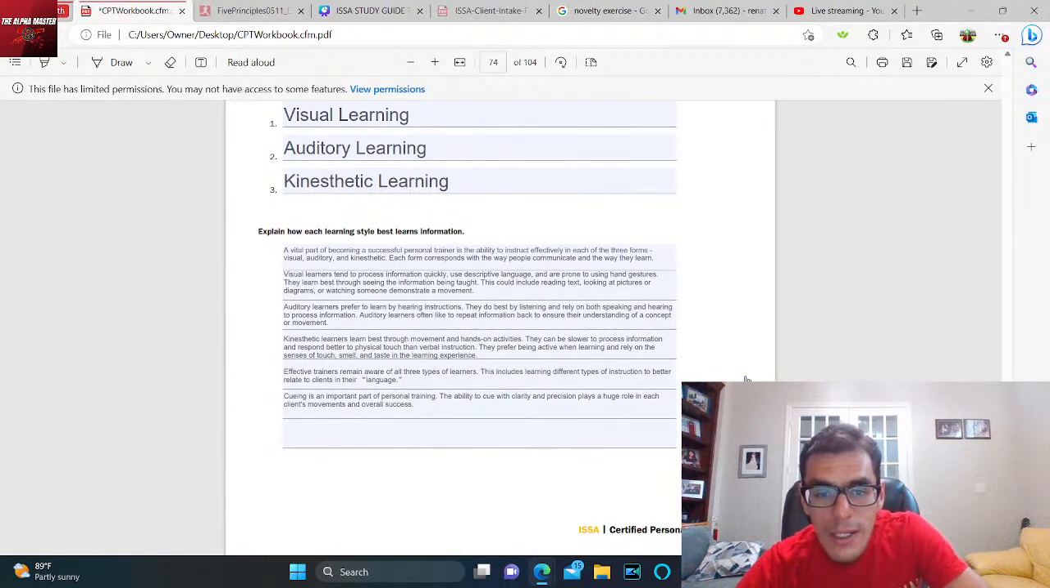This includes learning different types of instruction to better relate to clients in their language. Cueing in their language.